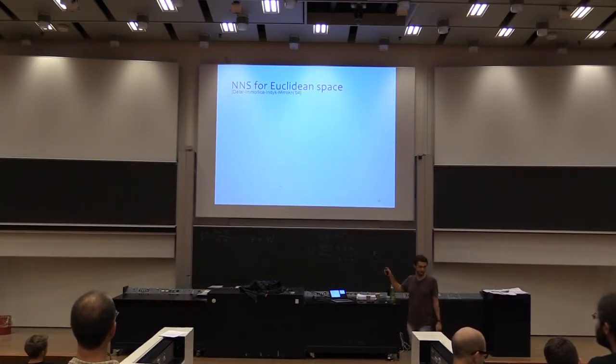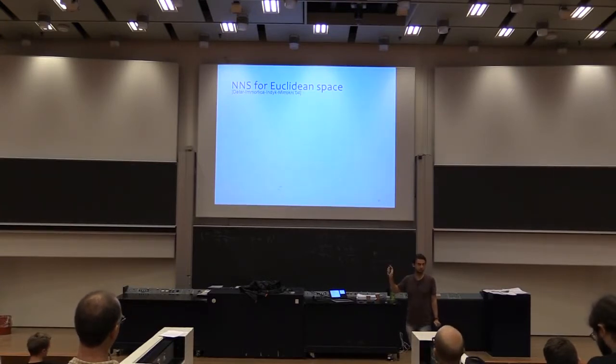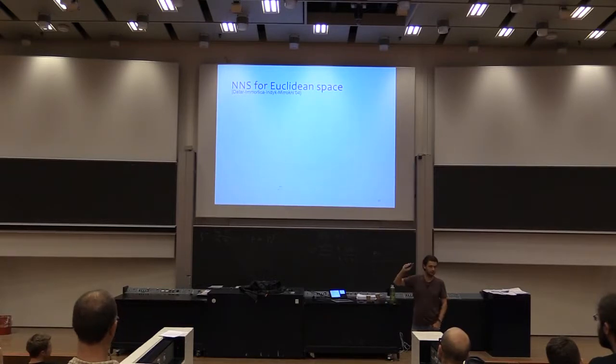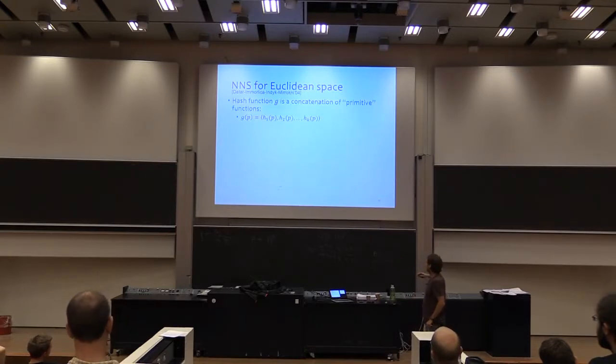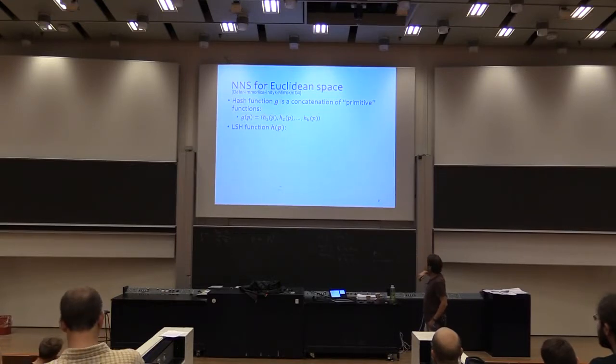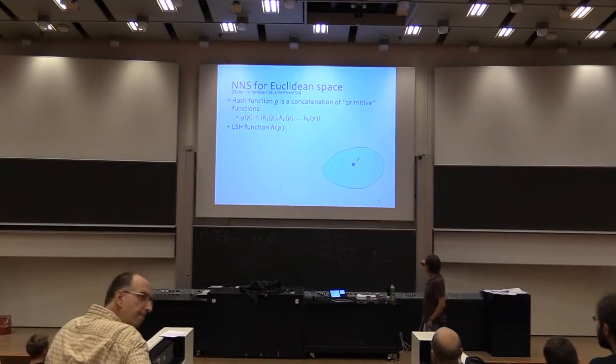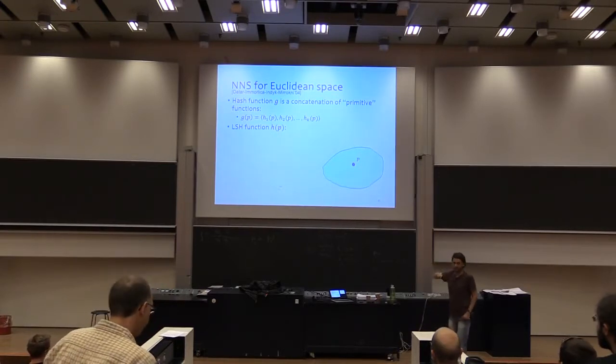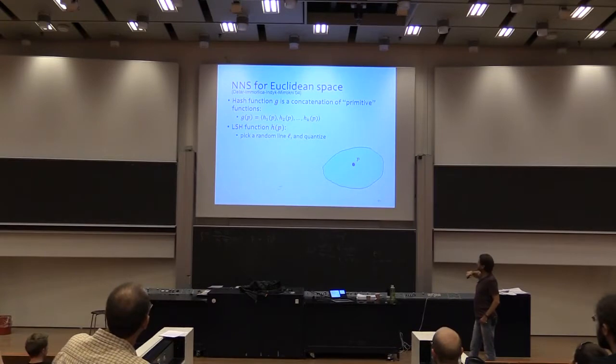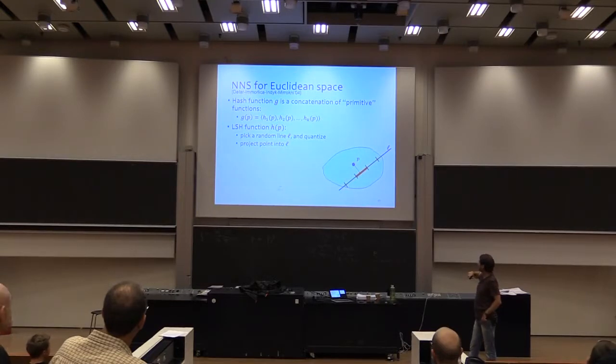So let's talk about Euclidean space for the moment. For Euclidean space, you can design better space partitions, basically better LSH functions. Let me design a scheme that does not obtain much better guarantees, but it's a little bit different, and it will lead on to the next construction. Again, we do the computation of primitive functions. What are these primitive functions? Again, this is our d-dimensional space. What we'll do is pick a random line, quantize it, project the point onto this random line, and this will be our bucket.